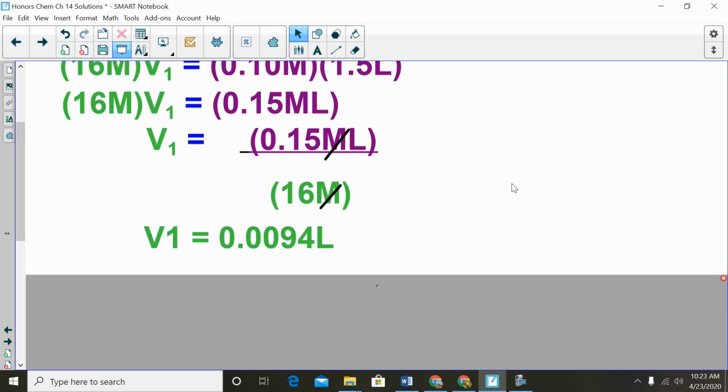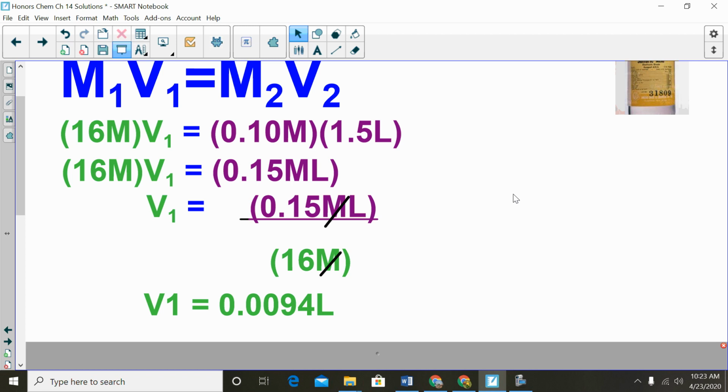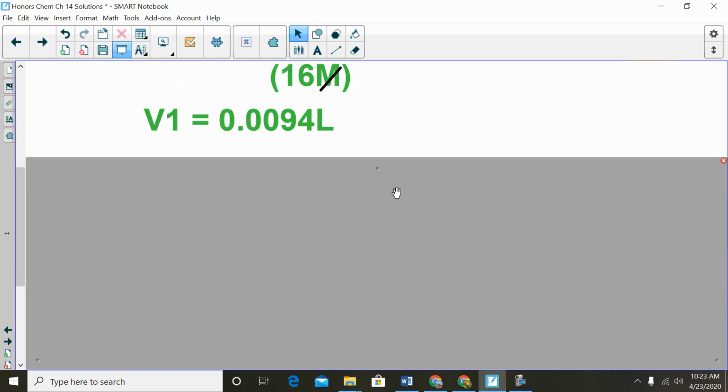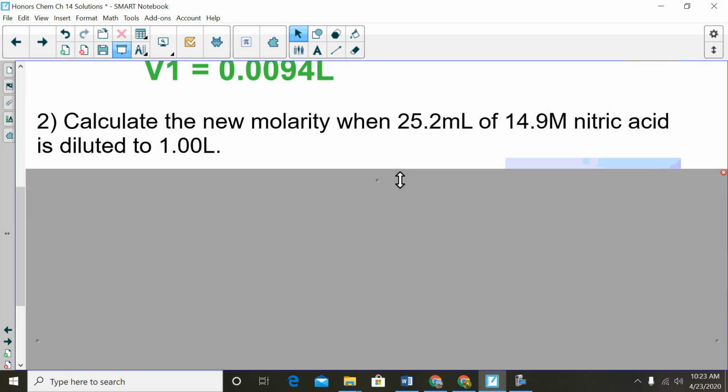There's two of them. And now just to help you understand what this is actually talking about, this 16 molar, right, that very concentrated stock solution, you don't need a lot of that, right? You only need 0.0094 liters of that to bring that concentration all the way down to 0.1. Okay, so a lot of water is going to be added, right, to get my 1.5 liters, but I don't need a lot of that stock solution. Okay, so that's what it's talking about. Now let's try one more.